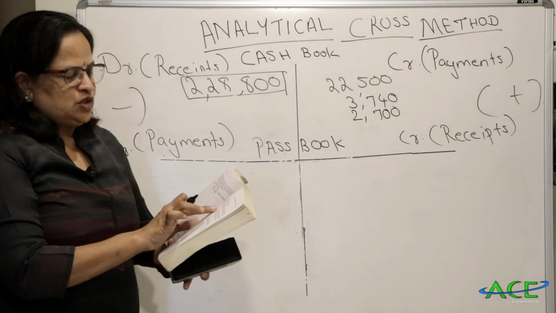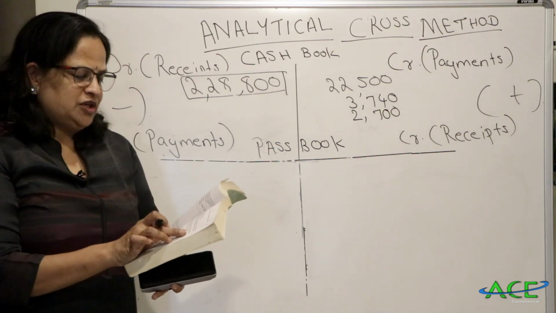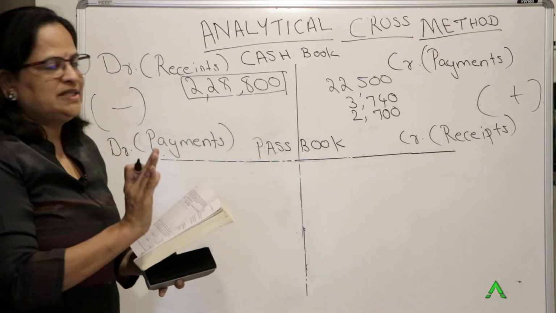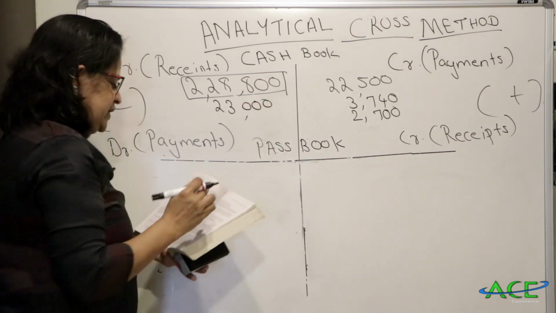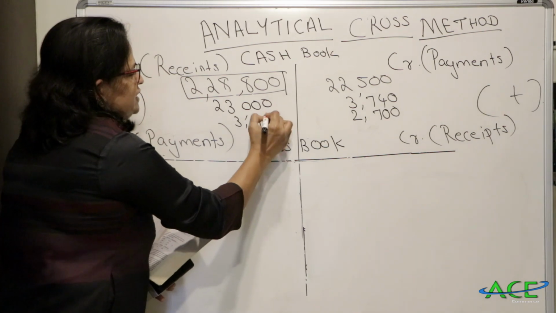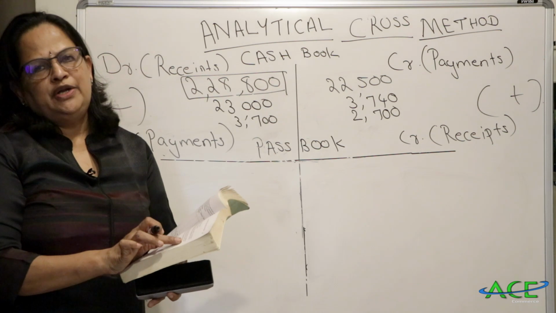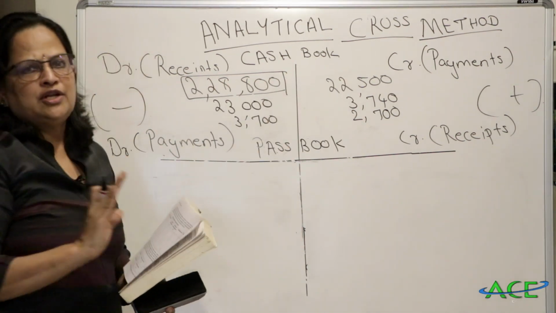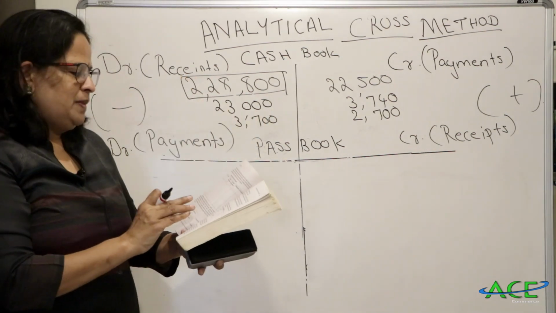Next is 2 checks for rupees 23,000 and 3,700 were sent for collection in December 2020. Sent for collection meaning check received is cash received. So here you will write 23,000 and 3,700. But no collection was made during the year. So the entry is there only in the cash book, corresponding entries are not there in the passbook. So there will be a difference in the cash book balance and the passbook balance.